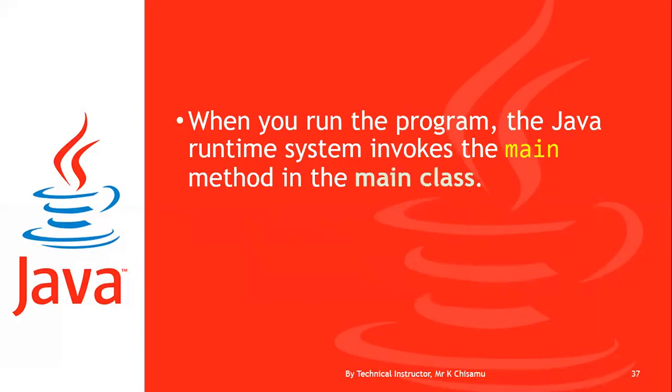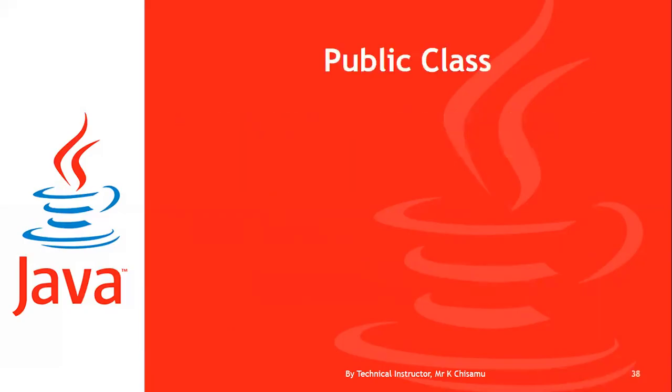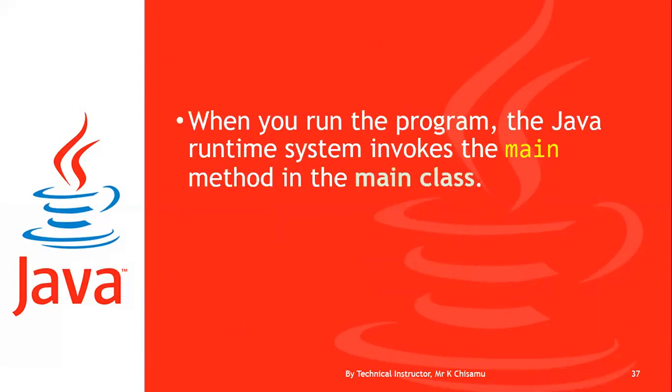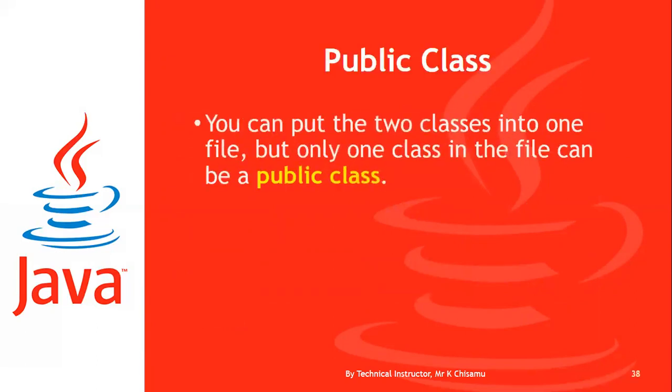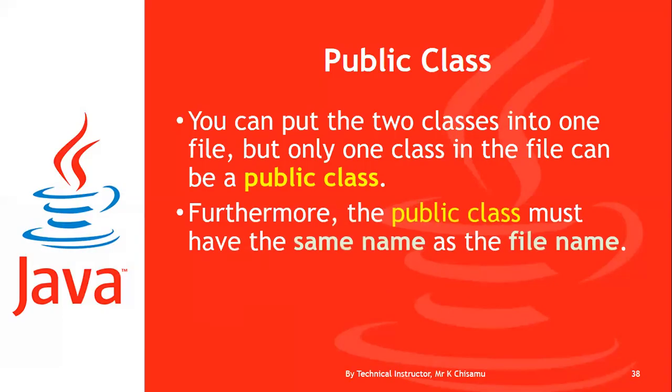Okay, we move on. When you run the program, the Java runtime system invokes the main method and then begins to execute the details within the main function. I've already explained it, so you can pause the video and read through these notes. I think I can skip these. Okay, the public class is just a class that contains the main method.